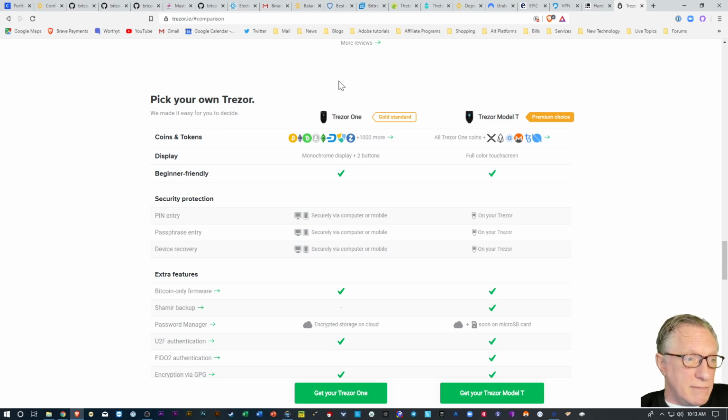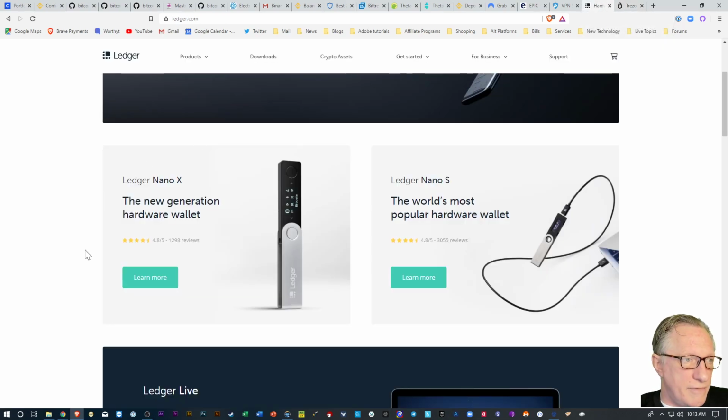But every time I Google best Bitcoin hardware wallet, and I look at reviews from 2019, 2020 or whatever, they're always going to have the Trezor and the Ledger at the top of the list, right? Very good company. Third party verified too.